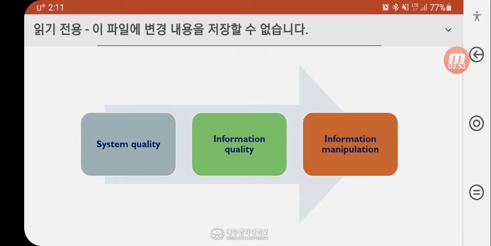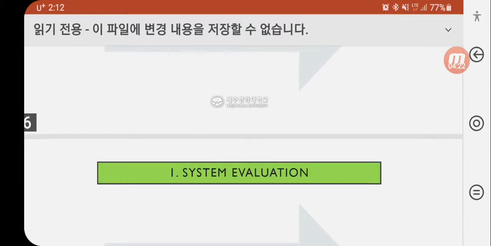The system evaluation elements are summarized in stages as shown in the following figure. The quality of the system and the quality of the information, the manipulation of the information, the user satisfaction, the impact on the user, and finally the impact on the organization are evaluated.